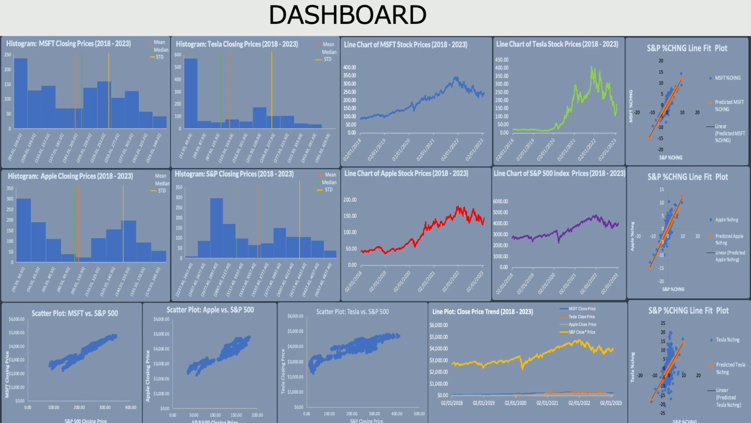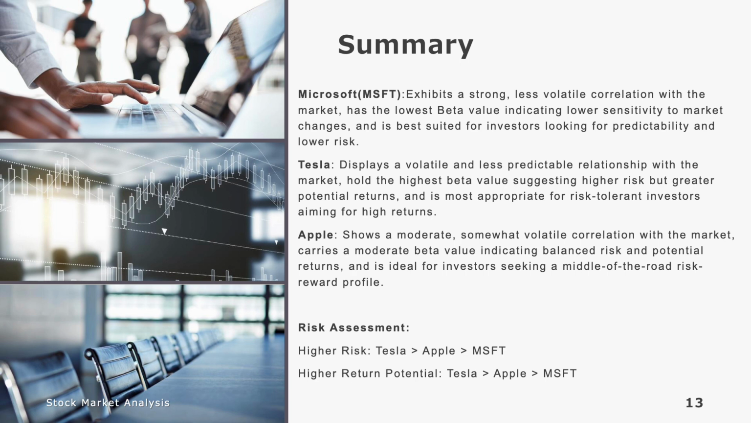Apple has shown a similar trend to MSFT because the trend is generally upward, but it has less volatility compared to Tesla. The index S&P 500 has shown a generally upward trend, serving as a less volatile benchmark compared to the individual stock. And finally, the summary of our analysis shows that Microsoft exhibits a strong, less volatile correlation with the market.